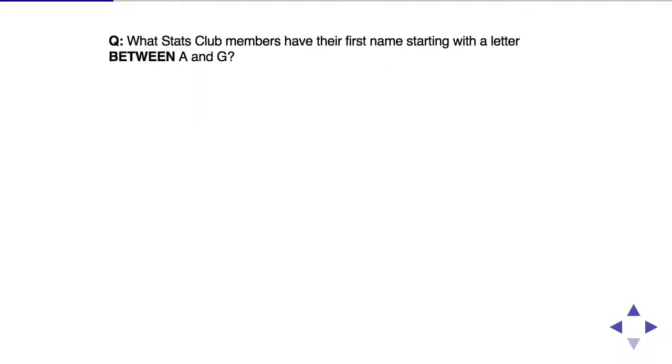So next, try it again with what stack club members have a first name starting with a letter between A and G. So basically you just look for, use the between operator here. Yeah, I believe so. As kind of a hint right there, use the between operator.